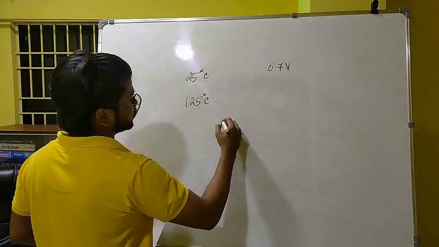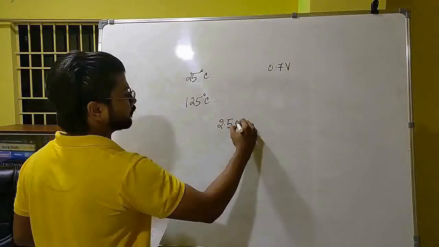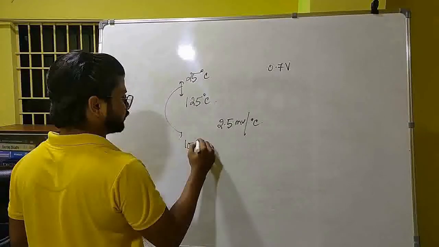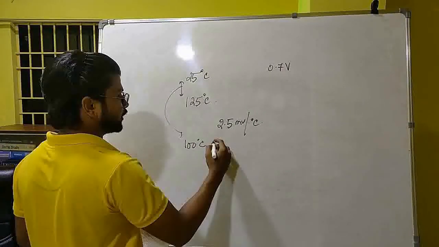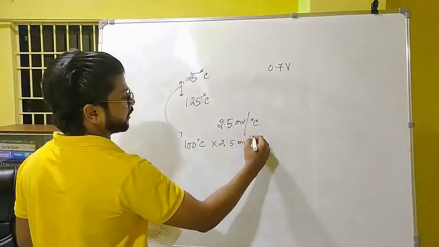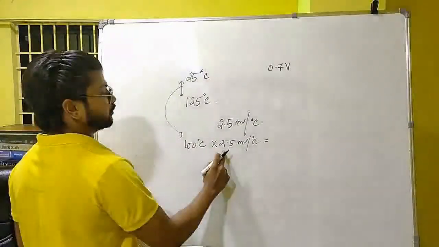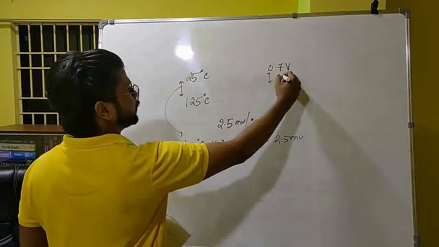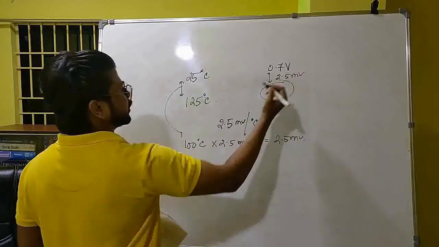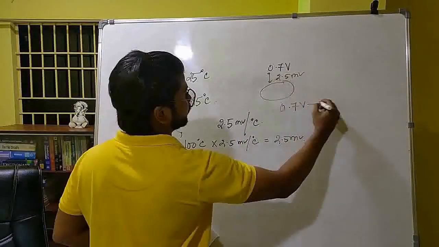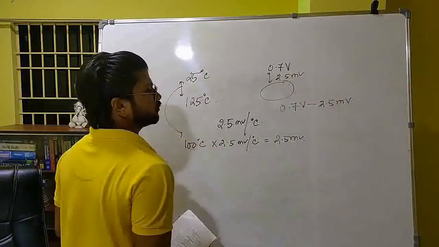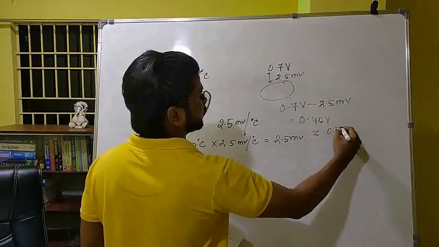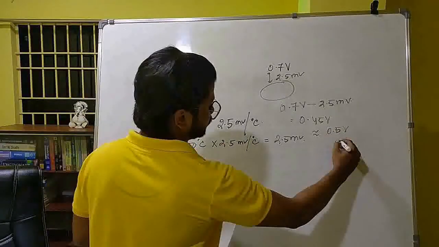So we know that the barrier potential drops at the rate of 2.5 millivolt per degree Celsius. So here is a temperature drop of 100 degrees Celsius. For a temperature drop of 100 degrees Celsius, the barrier potential drop will be 100 degrees Celsius times 2.5 millivolt per degree Celsius, that is 250 millivolts. So this drop will be 250 millivolts, and the new barrier potential will be 0.7 volts minus 250 millivolts, which will be 0.45 volts, which can be approximated to 0.5 volts, which is the option A.